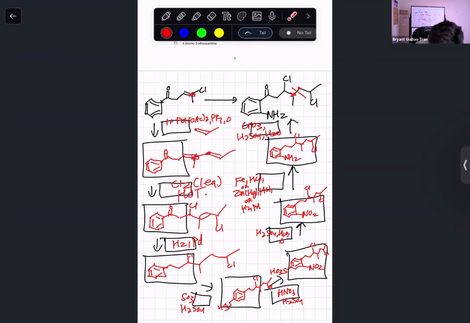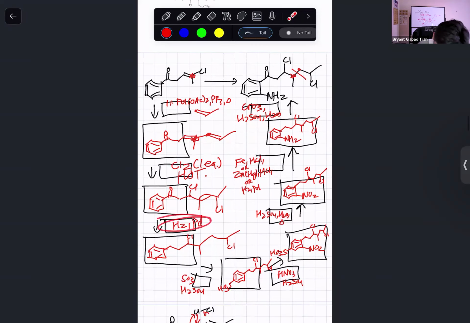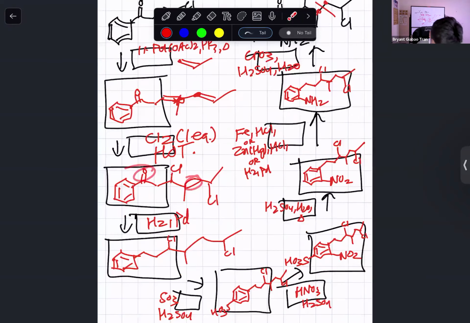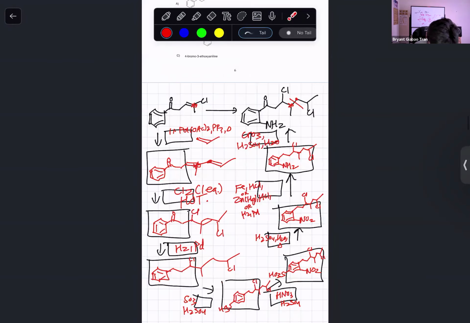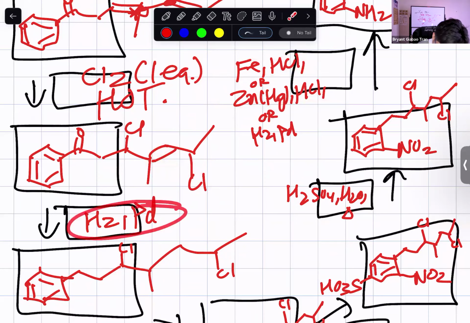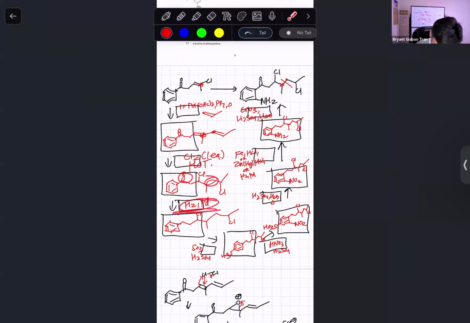Yeah. This H2, Pd here, it did two things. It got rid of the alkene and it got rid of the carbonyl. And in this specific case right here, we had to use H2, Pd, right, to get rid of the alkene and the carbonyl. We can't use Fe, HCl or zinc mercury, HCl because those two reagents here would not get rid of the alkene. We had to specifically use H2, Pd to get rid of both the carbonyl and the alkene in this reaction.